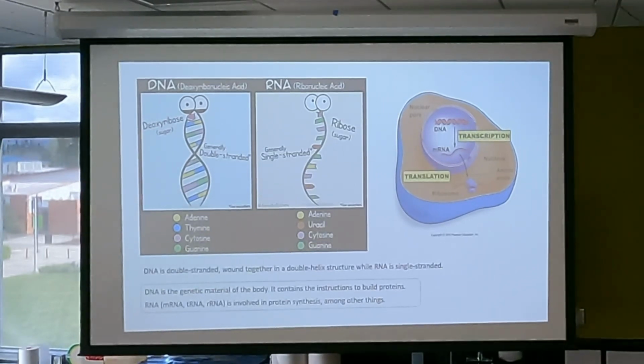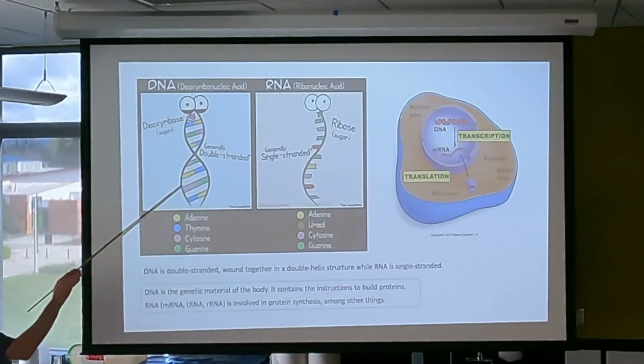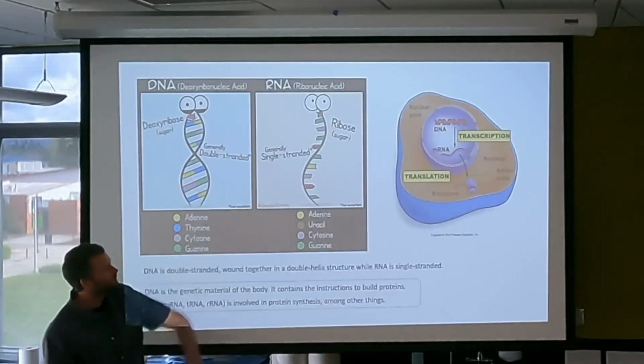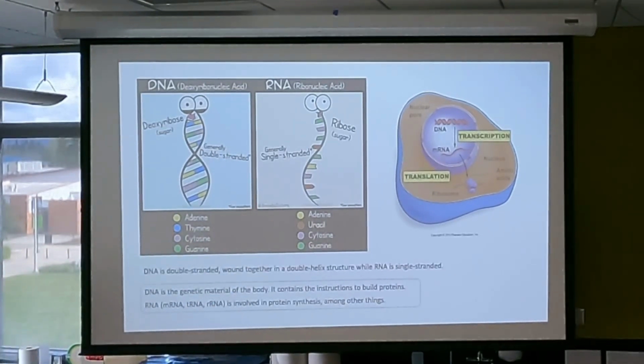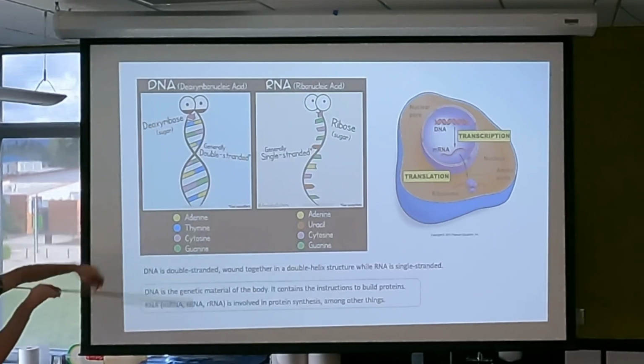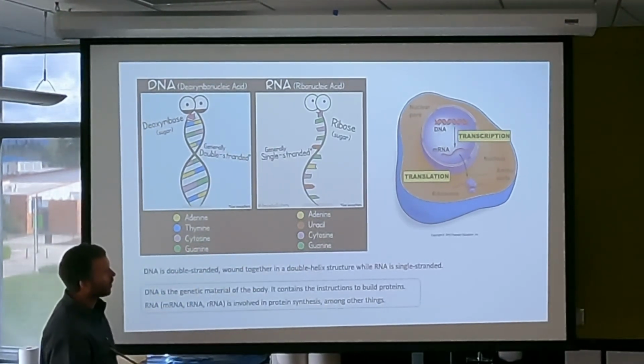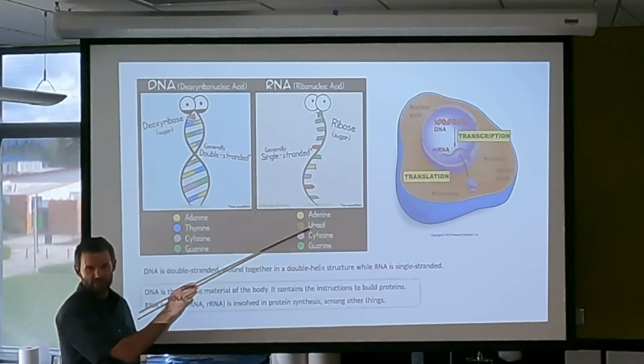So just to compare DNA and RNA, we're going to talk mostly about DNA today, but just to compare the two, DNA is generally double-stranded, whereas RNA is single-stranded. These are the four nucleotides that make up DNA. These are the four nucleotides that make up RNA. Instead of thymine, we have uracil.